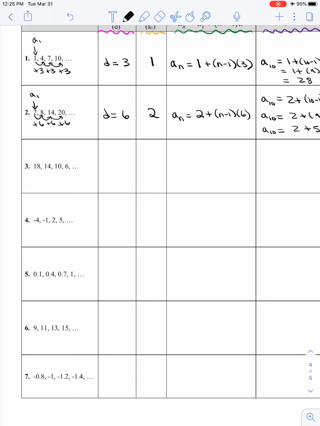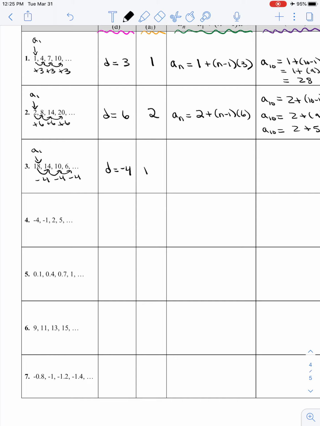Okay, let's take a look at number 3. This one's a little tricky. So I want to think about what would I have to add to 18 to get to 14? So notice 18 is bigger than 14. So really you're adding a negative. So I would have to add a negative 4. And I could test that. Is 14 plus negative 4 10? Yes. Is 10 plus negative 4 6? Yes. Okay, so my common difference is a negative 4.